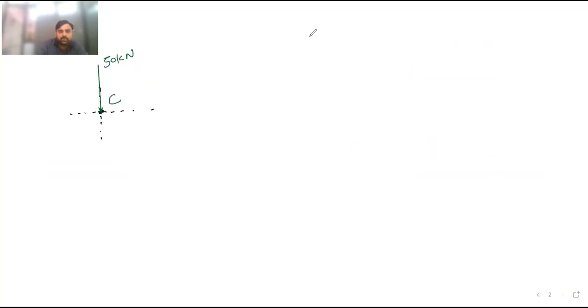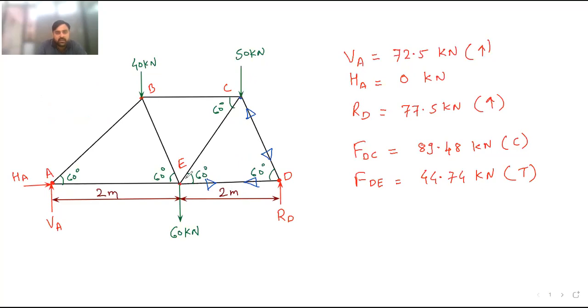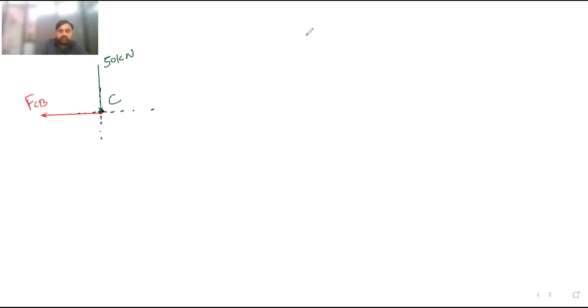We don't know the force in the member, so I will draw the member CB like this. I will assume tensile force. So this is FCB. We don't know the nature of the force; we have assumed tensile. Now this member CE. We also don't know the force in member CE, but it is inclined at an angle of 60 degrees to the horizontal. So I will draw here FCE. This is the CE member, and this angle is 60 degrees.